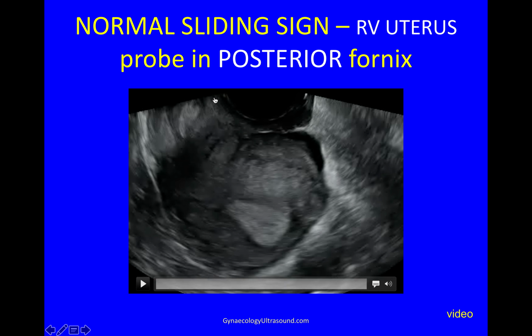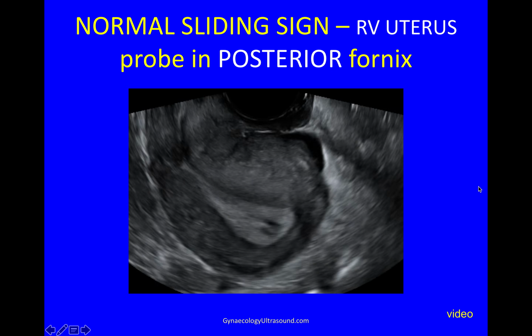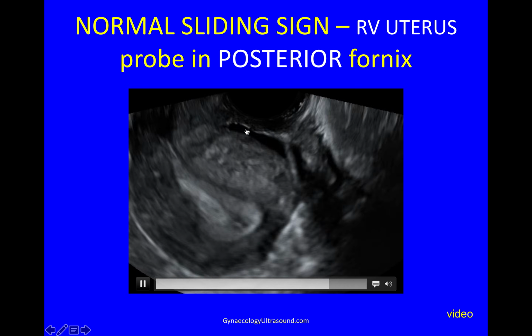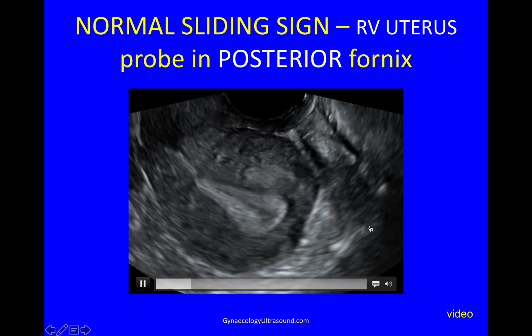In a retroverted uterus, we're in the posterior fornix now. You can see a little bit of fluid in the pouch of Douglas. And here you can see that by pressing now, I can see beautiful mobility. There's no adhesions there.